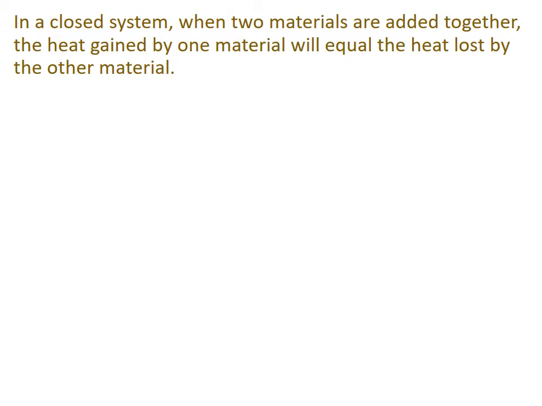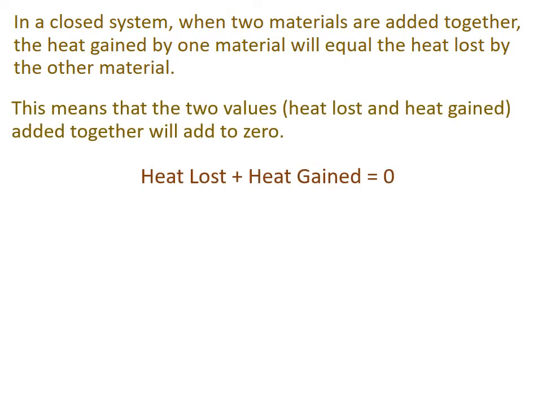In a closed system, when two materials are added together, the heat gained by one material will equal the heat lost by the other material. This means that the two values, heat lost and heat gained, added together will add to 0. So heat loss plus heat gained equals 0.